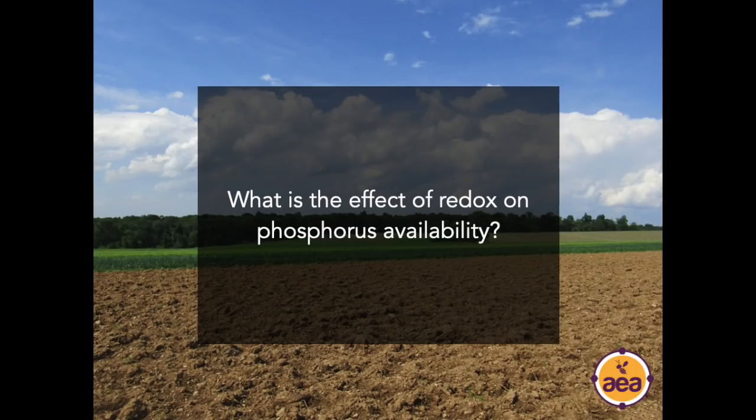Question from Ido Aviani. Hi, Ido. What is the effect of redox on phosphorus availability? So it does have an effect, not as significant as biology, because soil biology should be the facilitator of phosphorus absorption. But all of the macronutrient anions, phosphorus and sulfur and nitrogen, have very wide redox swings.